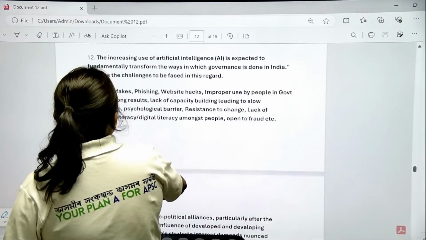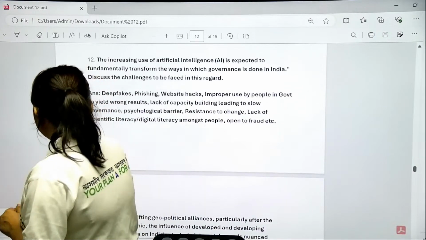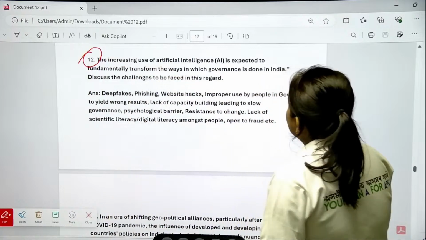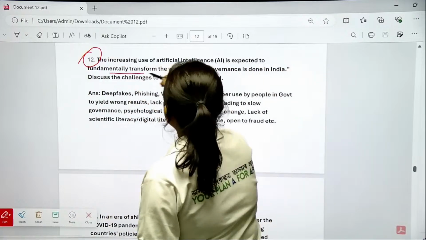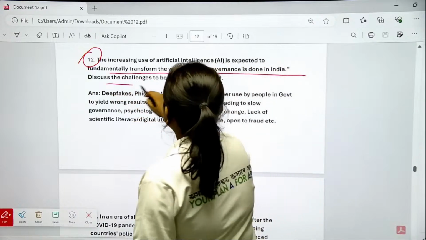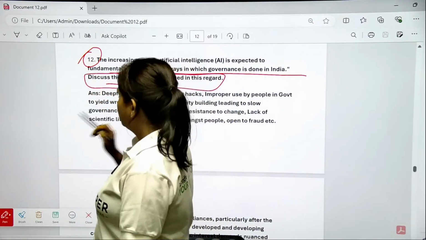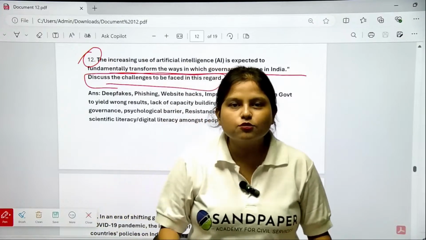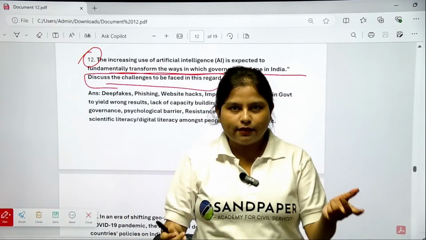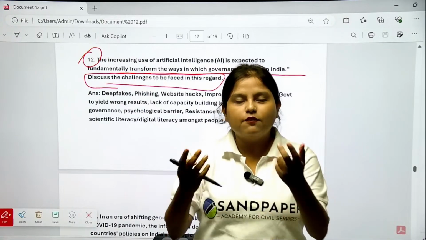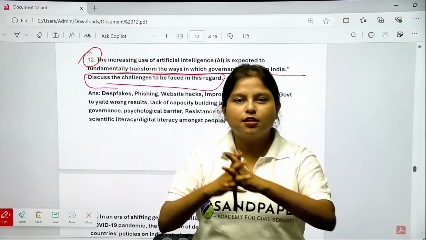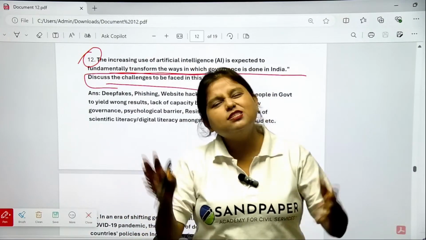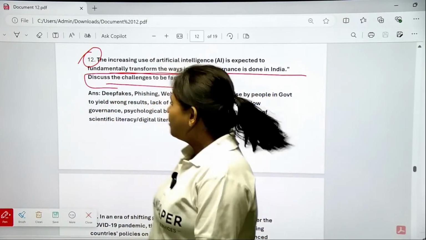This is question number 12. I have written a shortcut, I will explain it to you. The increasing use of artificial intelligence is expected to fundamentally transform the ways in which governance is done in India. Discuss the challenges. You know what is going to change through AI. AI will bring fast governance, facilitate, bring transparency, and so on, you understand that. What challenges will we face? There are a lot of challenges to face.